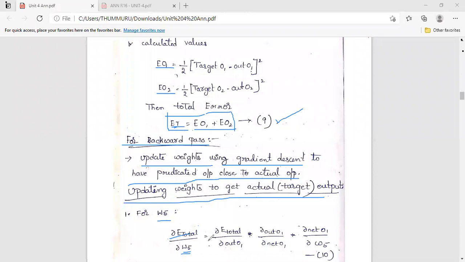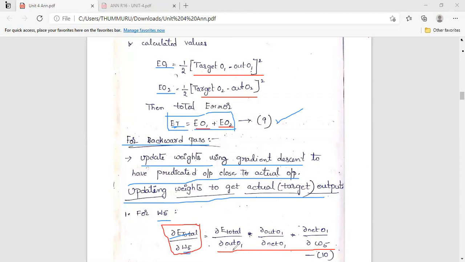is split into 3 parts. Why? Because if you observe, your E total formula is equal to EO1 plus EO2. EO1 and EO2 don't have any weight which is related to W5, isn't it? So that's why if you want to calculate this total formula, then you need to split it into 3 parts.